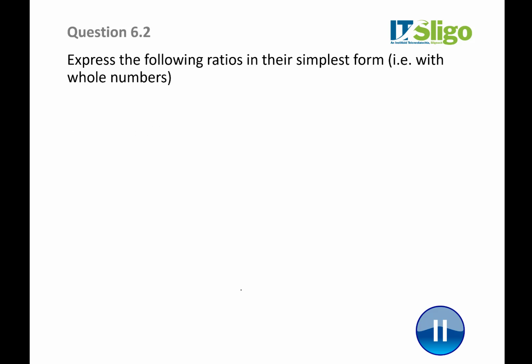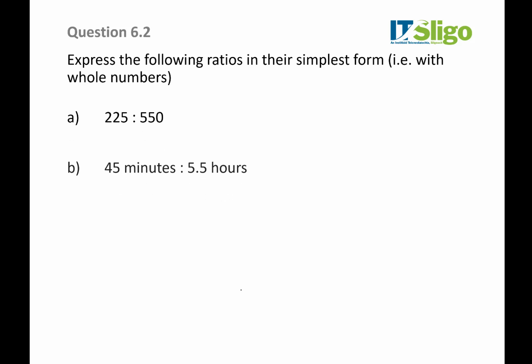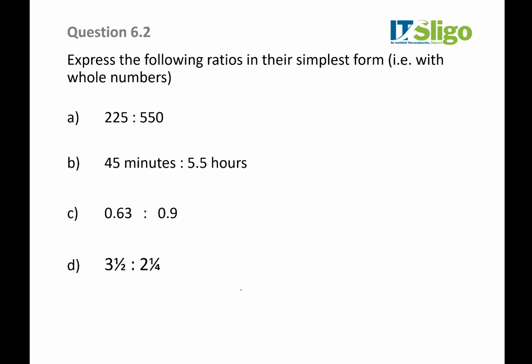So again, guys, these problems are for you to try. Express the following ratios in their simplest form. Now, again, like we saw, get the common denominator, multiply both sides by whatever you need to clear the decimals out of both sides.